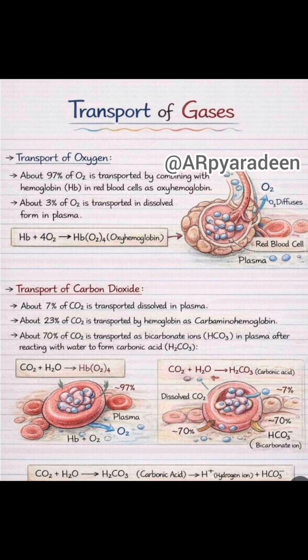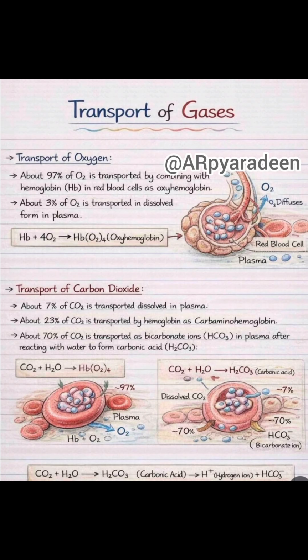Whereas when the partial pressure of carbon dioxide is low and partial pressure of oxygen is high, as in the alveoli, dissociation of carbon dioxide from carbaminohemoglobin takes place. That is, carbon dioxide which is bound to hemoglobin from the tissues is delivered at the alveoli.